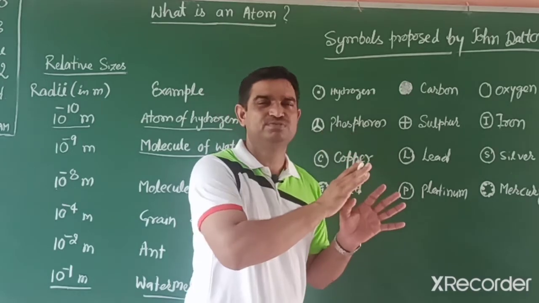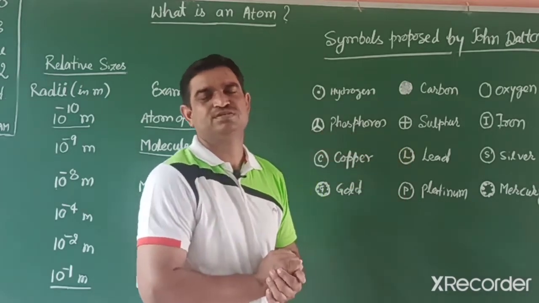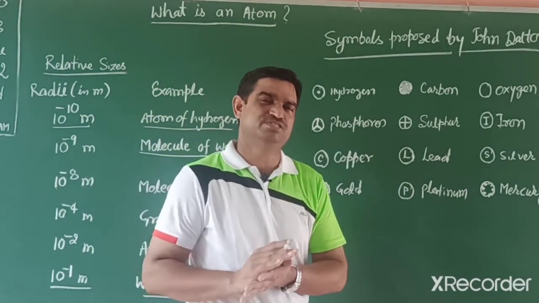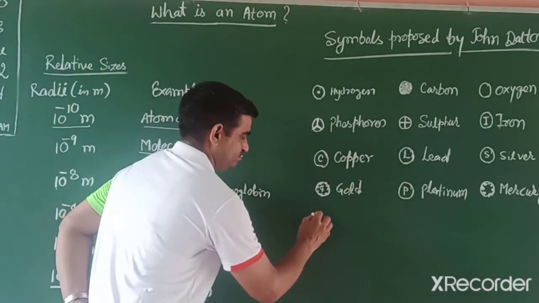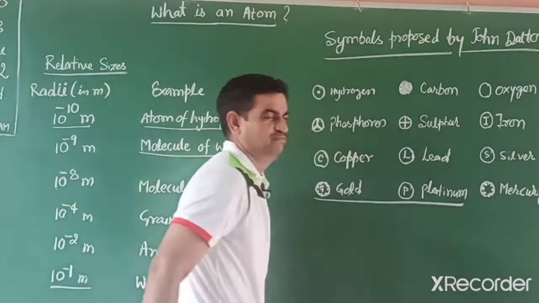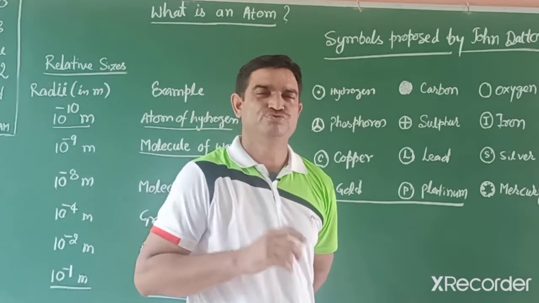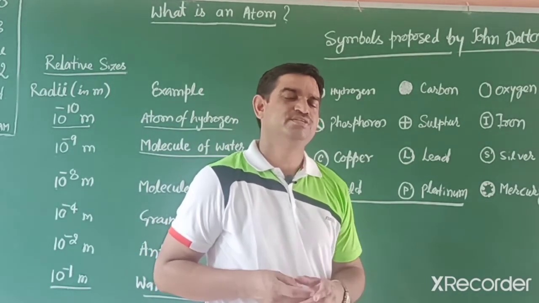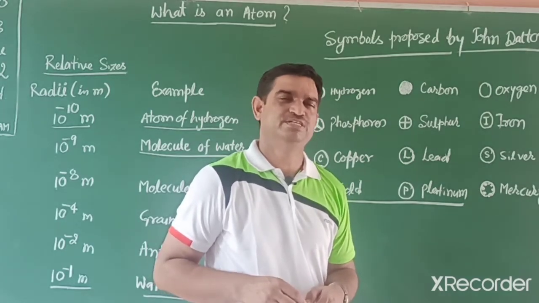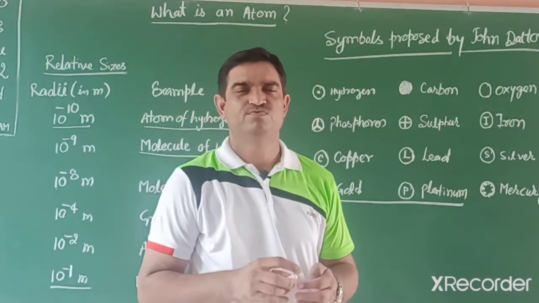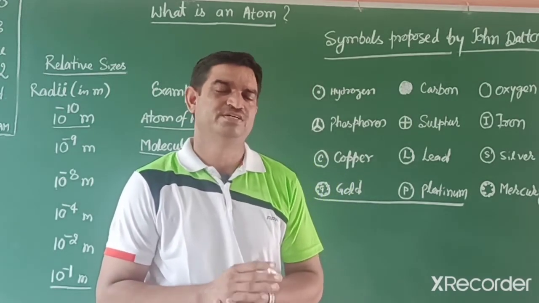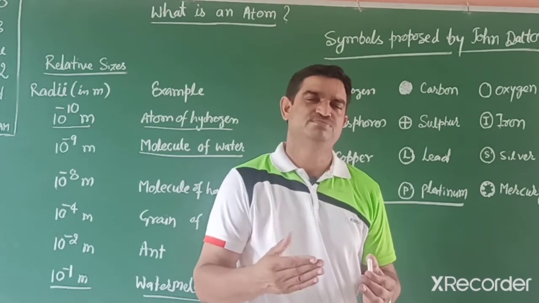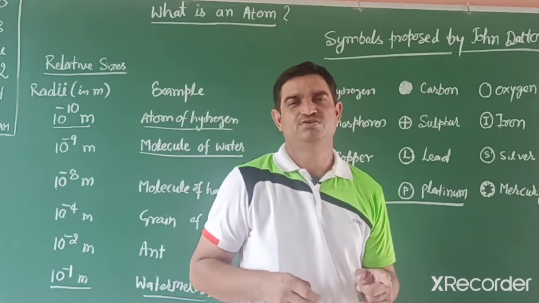These days we do not remember these symbols. Modern symbols were given by a Swedish chemist, Berzelius. Berzelius gave the symbol as either 1 letter or 2 letters. Now we will discuss the different symbols of elements. Students, till now 118 elements have been discovered and their symbols are also given. So in modern times we write the symbol by a single letter or 2 letters.